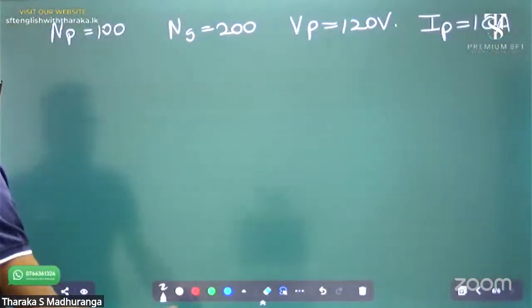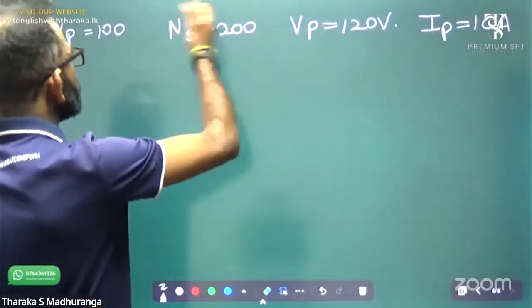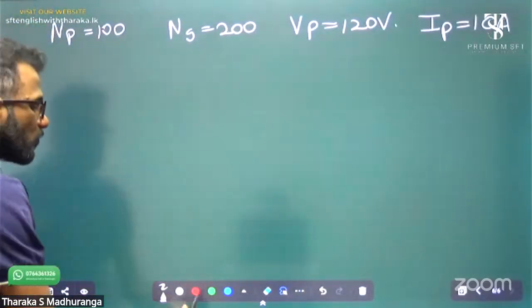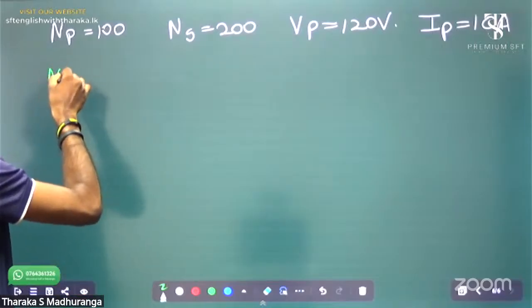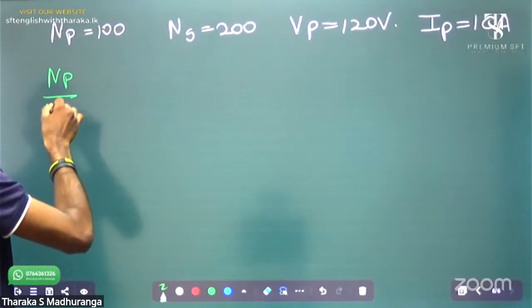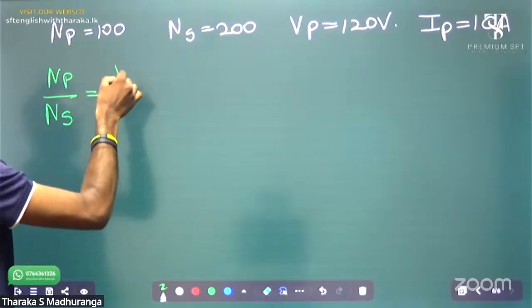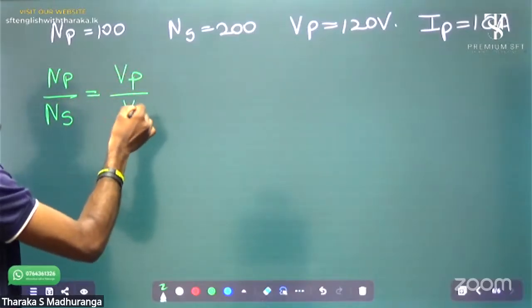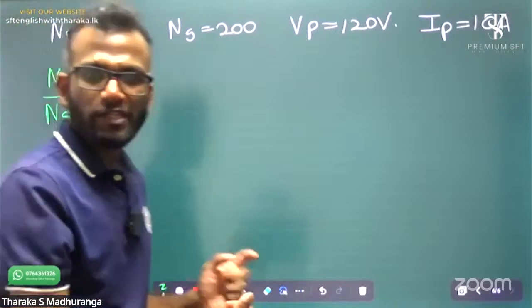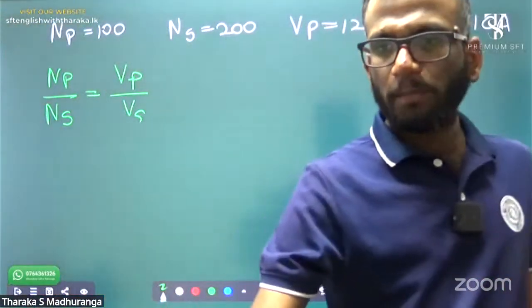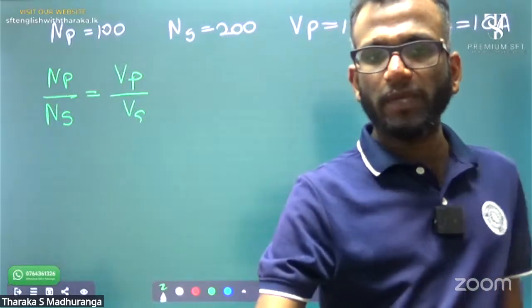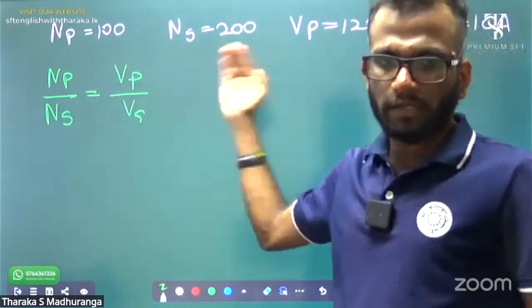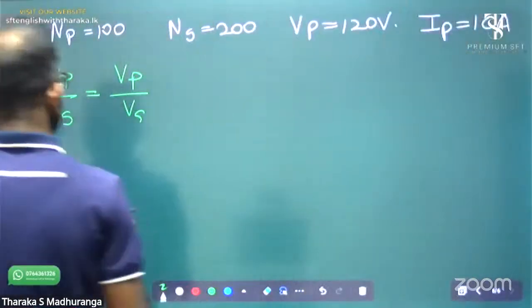First of all, you can find the voltage, right? How to calculate voltage? Np over Ns equals Vp over Vs. The voltage ratio and the number of turns ratio are the same. Np and Vp are on the same side.